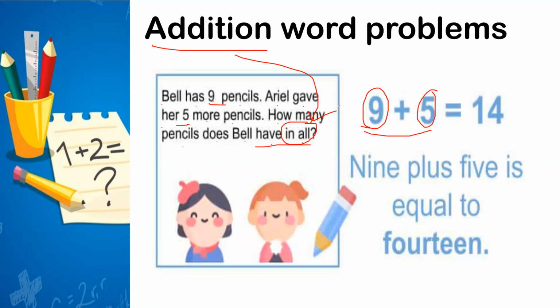You will see the difference next week with the last word here if we are going to have the subtraction word problems. All right, so if you see have in all, have now, have all together, or together, we are talking about addition, right? So now we have 9 plus 5 equals 14. If we write it in words, you would see 9 plus 5 is equal to 14. You can say is equal to or equals 14. Both are correct. Don't be confused.